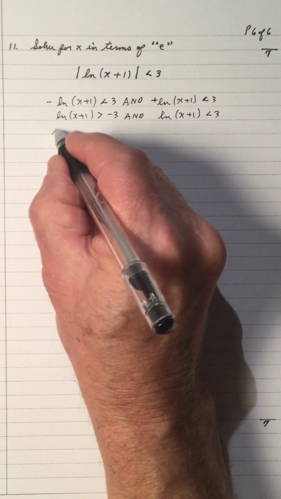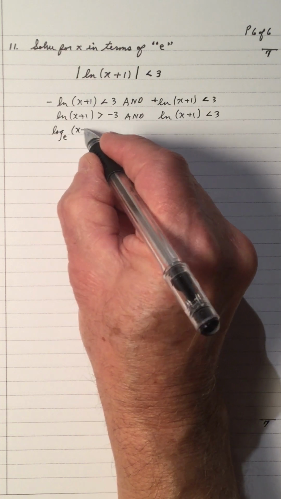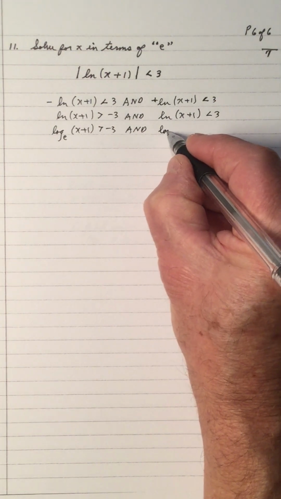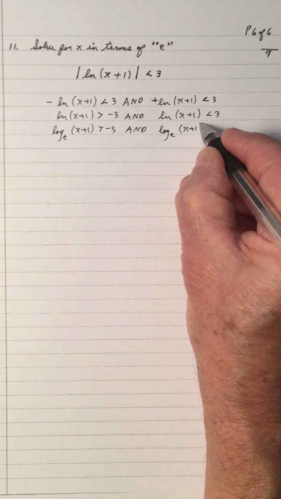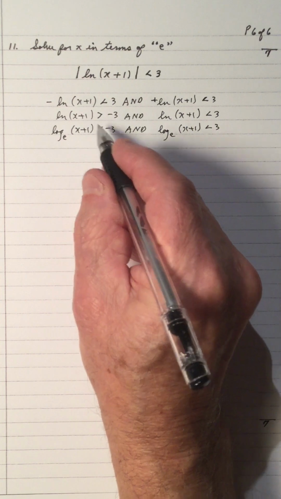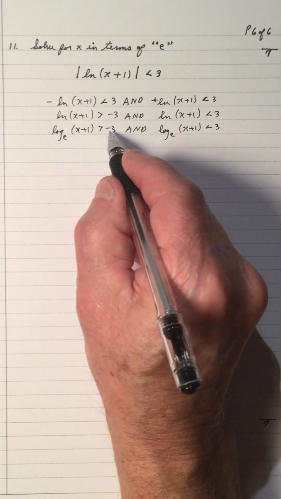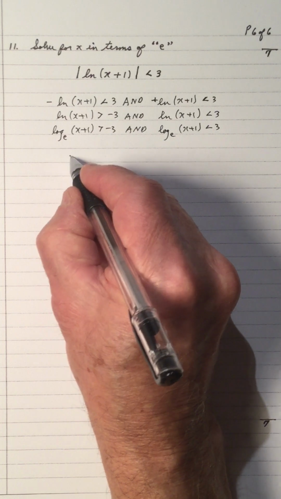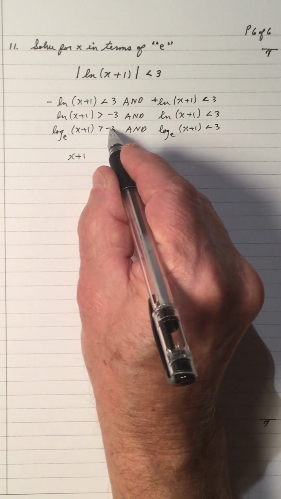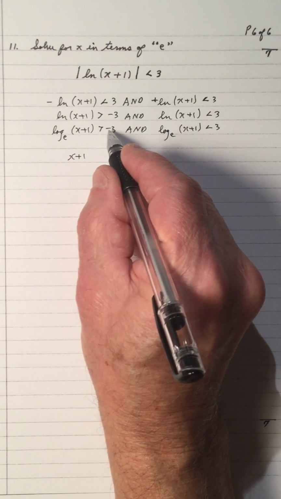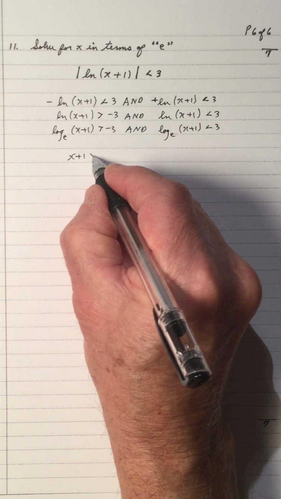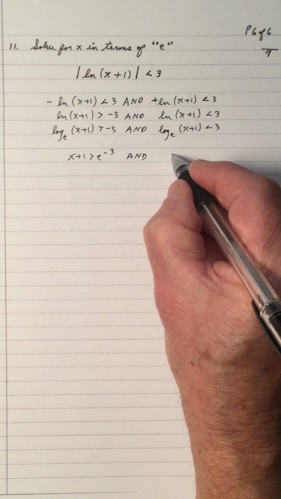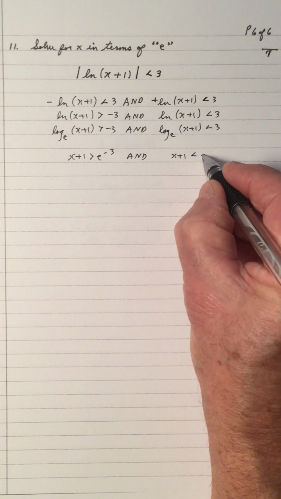So ln is log base e. Now we write, again, which way do we go? e to the -3 is greater than x plus 1. What happens is that the x plus 1, this number here, is always greater than this one. So x plus 1 is always greater than the -3. So x plus 1 is greater than e to the -3. And x plus 1 is less than e to the 3.